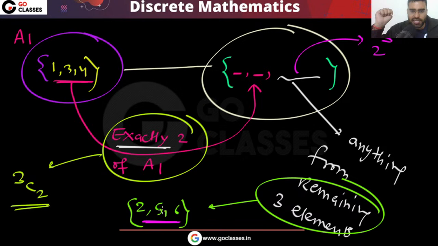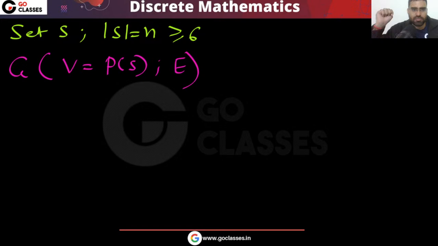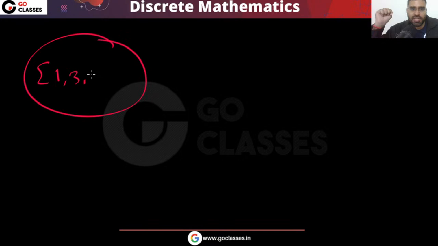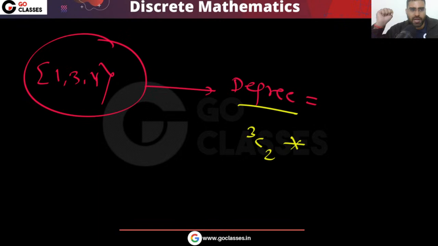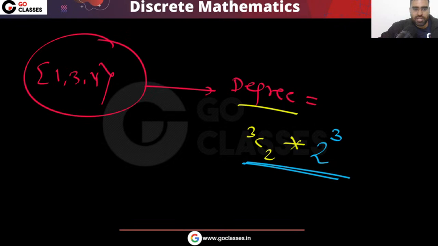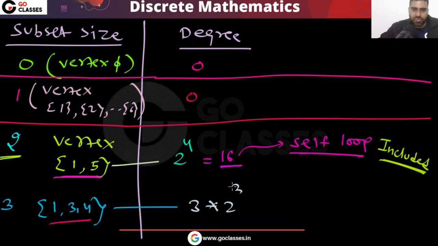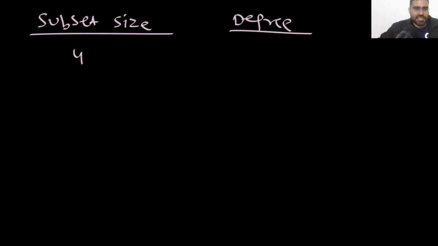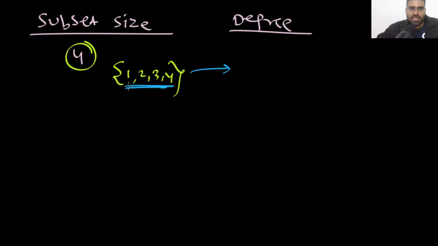So finally, for this vertex 1, 3, 4, what is the degree? You select 2 of them, multiplied by the remaining elements, which have 2 choices each. That's it. This is your degree. So finally, here the degree will be 3 into 2 to the power 3. If your subset size is 4, then what will be the degree? Consider this vertex, 1, 2, 3, 4. Again, very simple: from these, you take 2 people, multiplied by the remaining 2 people having 2 choices.